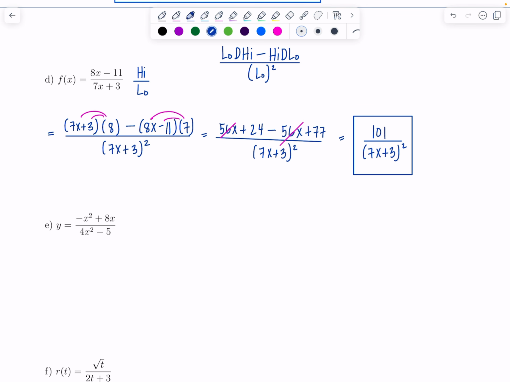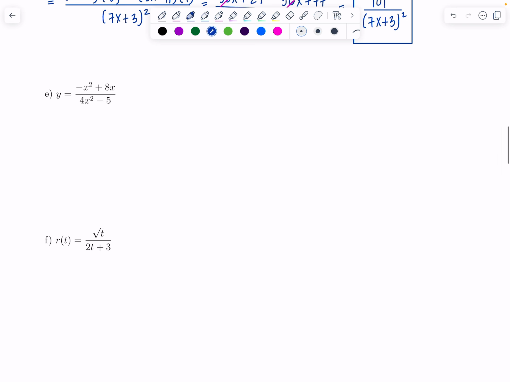Okay, let's try another one. Example E. Negative x squared plus 8x over 4x squared minus 5. So high over low. So dy dx equals low means leave the denominator alone. 4x squared minus 5. D high means multiply by the derivative of the numerator. What's the derivative of the numerator? Good. Negative 2x plus 8. Perfect.